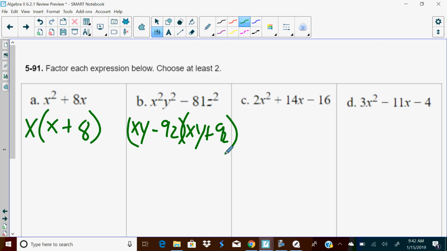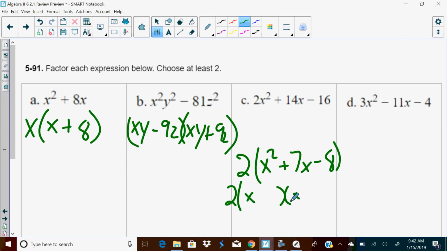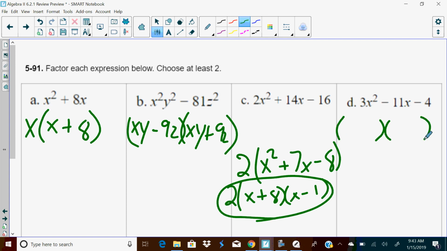C, first I'm going to pull out a 2. And then I would box and diamond, or I would just factor. So I get x, 8 and 1, so it would be a positive 8 and a negative 1. And then for D, I would factor. So for 4, I could use 2 times 2. And then you get 11, so I'm going to do 1 times 4. And I want a negative 11, so it's negative 4 and positive 1.